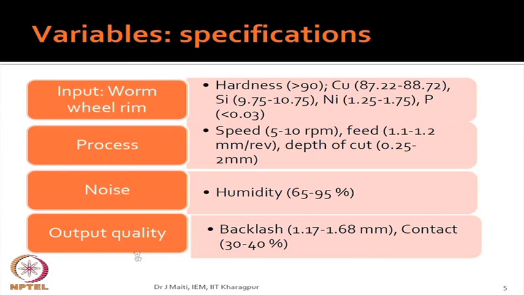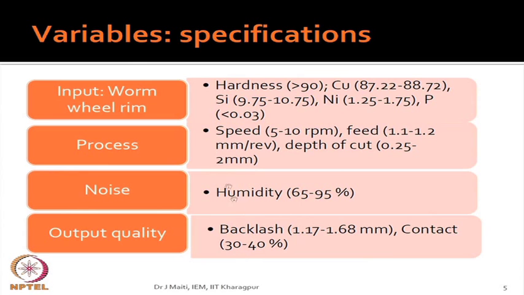And output quality, if you see here, that backlash 1.17 to 1.68 millimeter, and contact 30 to 40% contact. This is given by the end users, that means the people who are purchasing the worm gear.